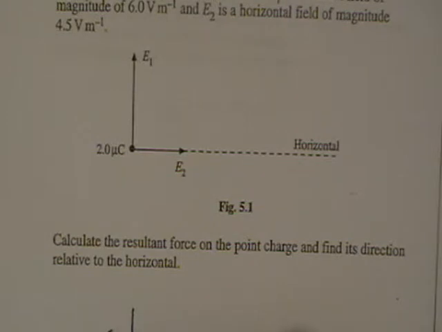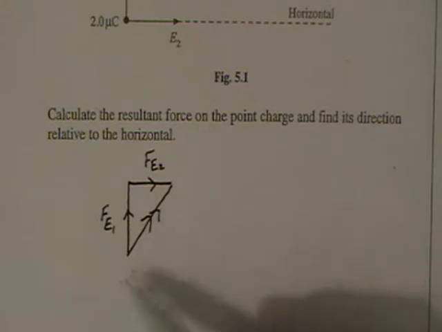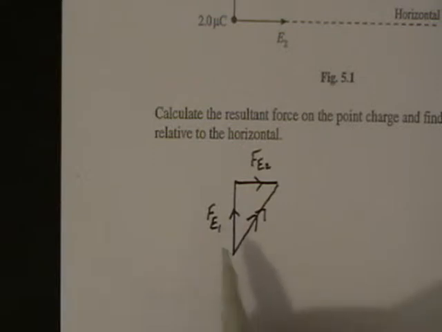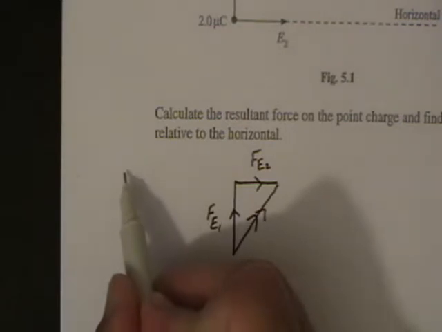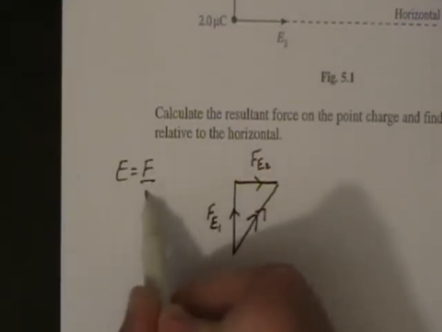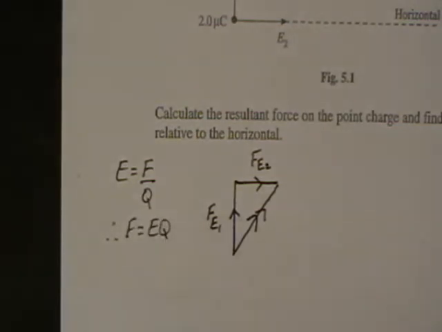so that's the force due to E1, and this is E2, so that's the force due to E2, and this will be the resultant force. So force due to E1, the force due to E2, and the resultant force. If we consider what the force due to E1 is, well, E is equal to force per unit charge, therefore the force is equal to E times Q.